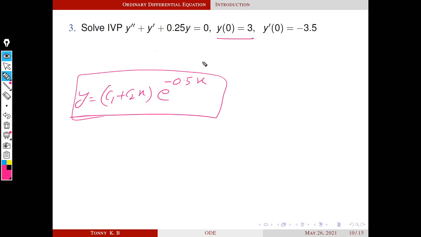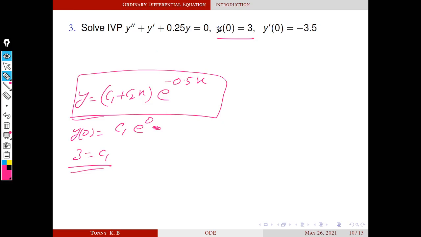First we apply this condition. So y of 0: when x equals 0, the right hand side becomes c1, the second term becomes 0, and e raised to 0 is 1. y of 0 is given, that is 3. So 3 equals c1. So c1 is 3.